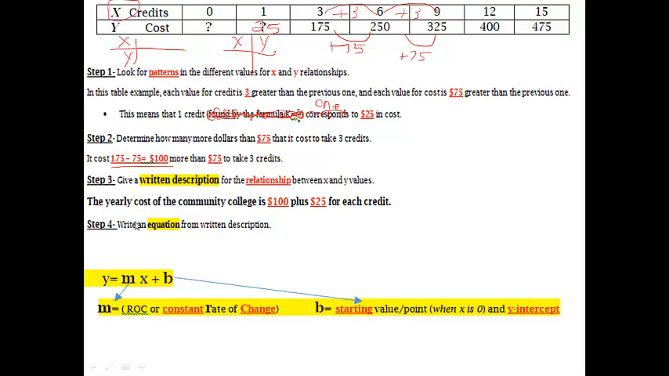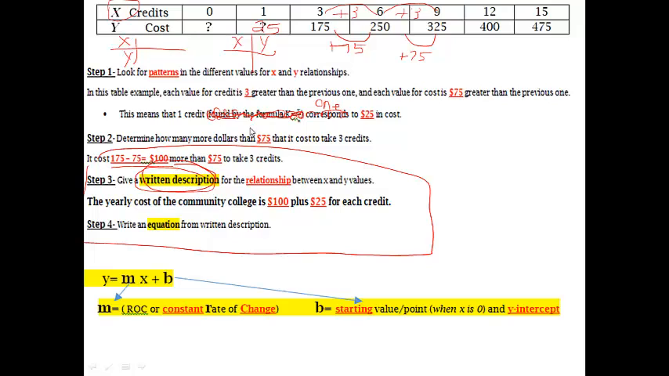This sounds confusing, doesn't it? Well, we're going to do so many examples in class, so if this is confusing to you, we will definitely go over it. So the thing you need to know, guys, is this part. Okay, so we're going to be doing a written description, because now that I read this it's kind of confusing. So let's look at step 3. It says give a written description for the relationship between x and y values. So that's talking about credits and cost. So the yearly cost of the community college is, we started out at 0 with $100. Okay? Plus $25 for each credit.